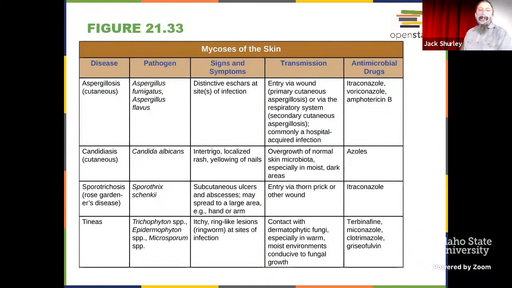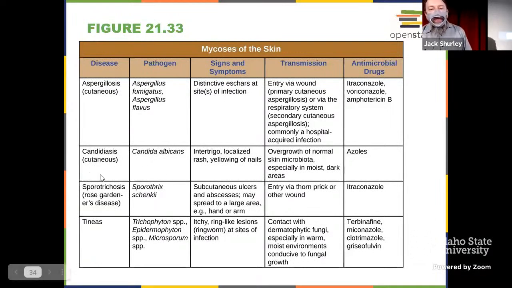So with the mycoses of the skin, this table lists a handful that we've thought about. The aspergillosis, Aspergillus fumigatus and flavus are two potentials. So they get into a wound or potentially into the respiratory tract, setting the stage for the secondary form of it after it's manifested within the lungs and then disseminated. That's bad news. And it is a potential for hospital acquired infection. There's issues with that. So azole drugs are antifungal agents. Amphotericin is another antifungal. Candidiasis, the cutaneous form, again, treatment with some azole, and it can be overgrowth of normal skin flora. So just dependent upon circumstances.